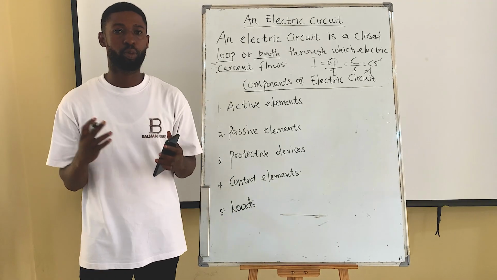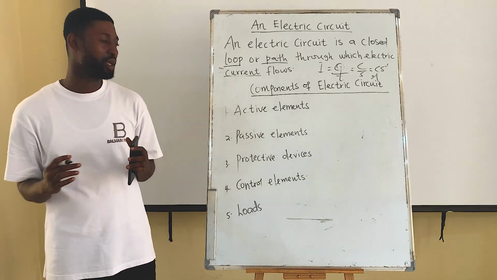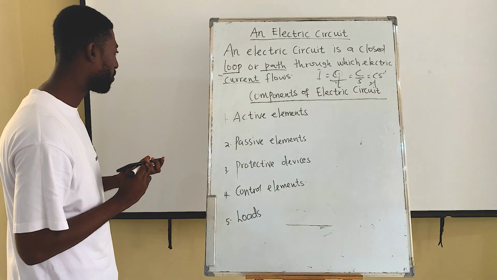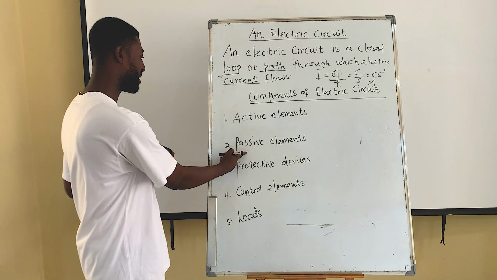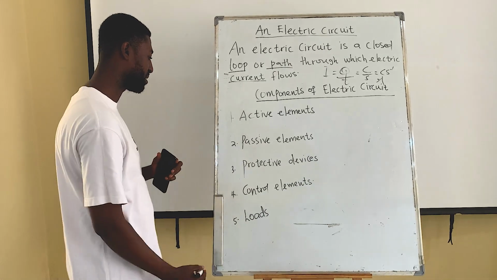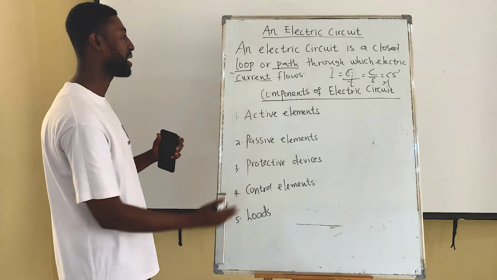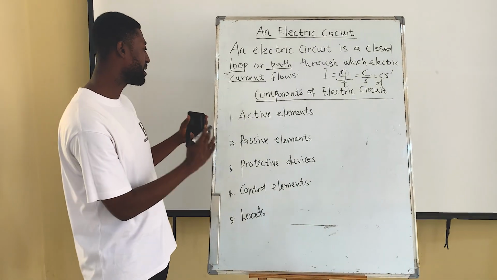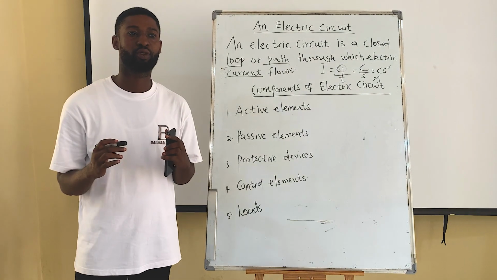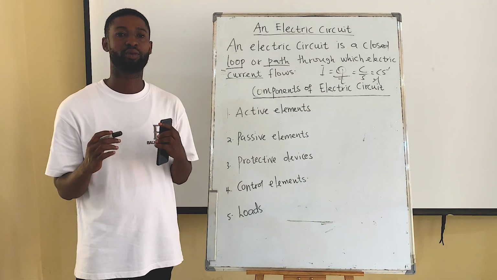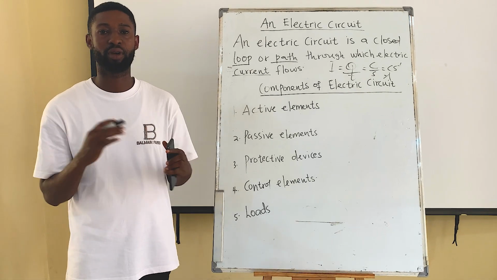Now let's look at the components of an electric circuit. So an electric circuit is made up of various components, and these are some of them. We have one, the active elements, passive elements, protective devices, control elements, and loads. So these are the components of an electric circuit. So let's take them one after the other. If you have a circuit, the active element is supposed to provide the circuit with the needed energy. That is the needed electromotive force needed to drive current.